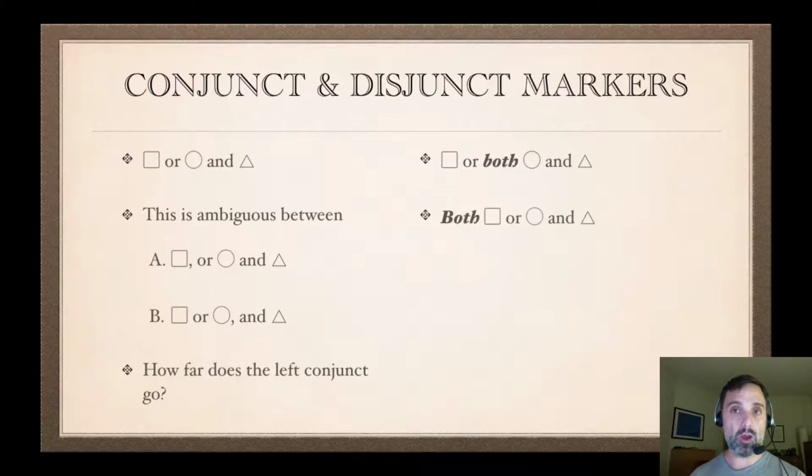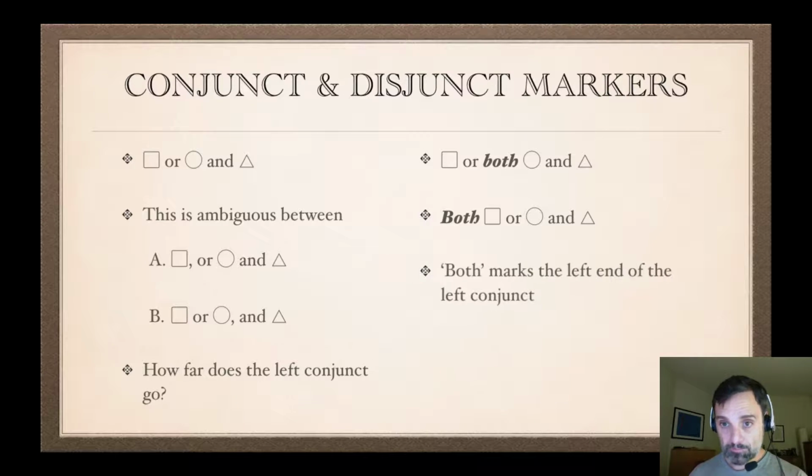We can put the both all the way out at the front, and in that case, the left conjunct includes circle or square, and that makes the and the main connective, and we read this as B. So the word both marks the left end of the left conjunct.